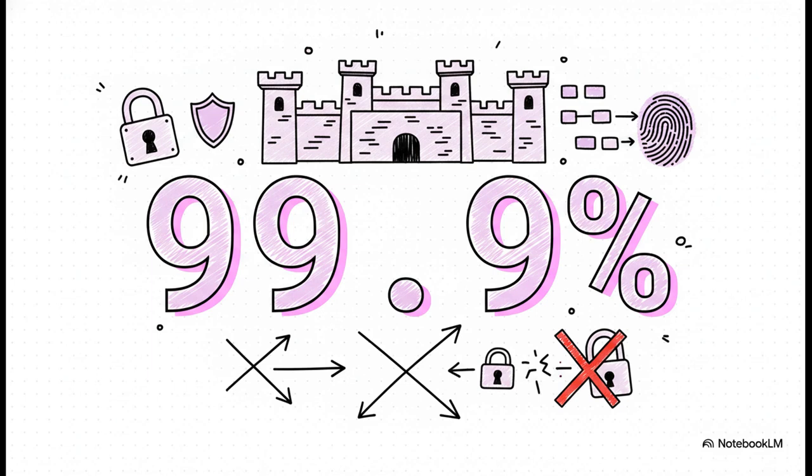number, 99.9%. Microsoft pulled data from literally billions of authentication events, and they found that deploying multi-factor authentication blocks an incredible 99.9% of automated account compromise attacks. I mean, that is not some marketing exaggeration, that is hard data.